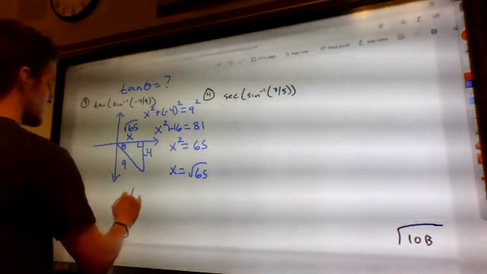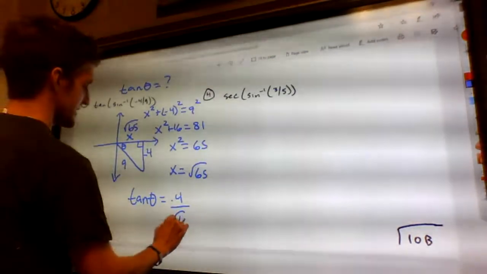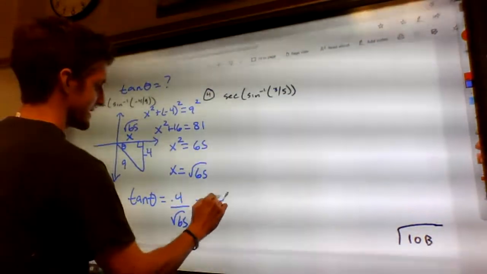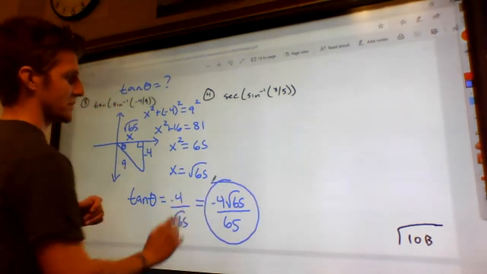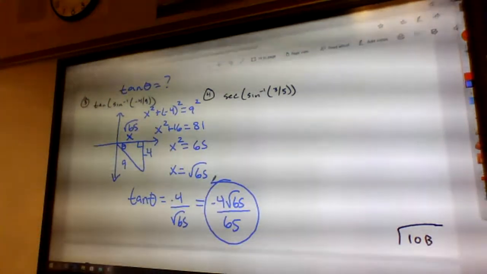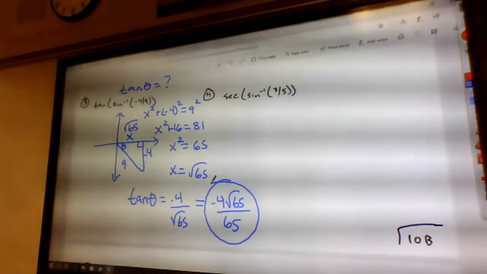So tan theta is -4 over root 65. Multiply the top and bottom by root 65. It's not the most pleasant looking answer, but that's what we got. -4 root 65 over 65.